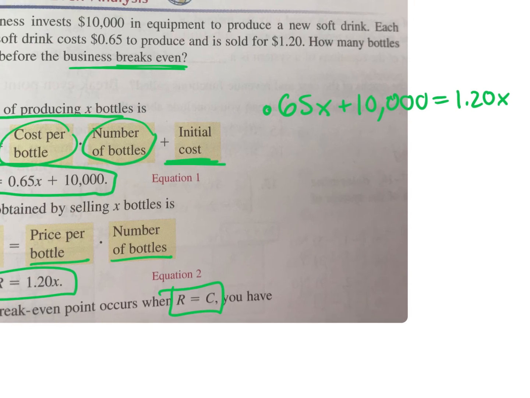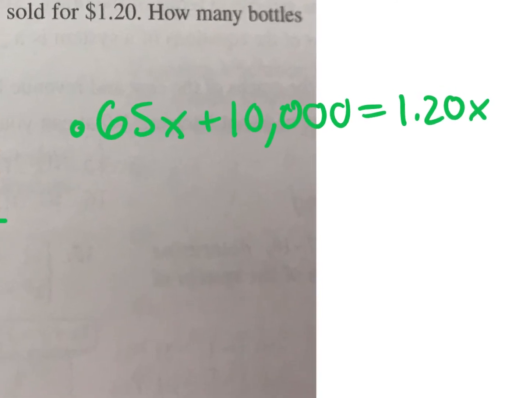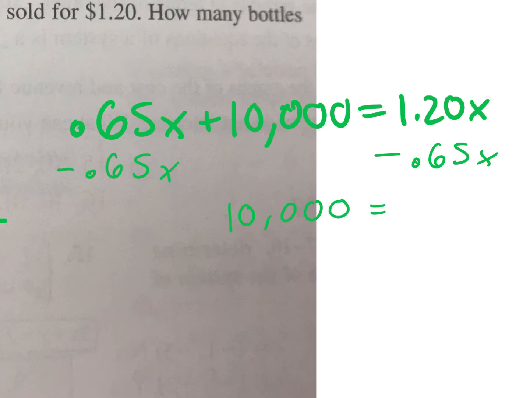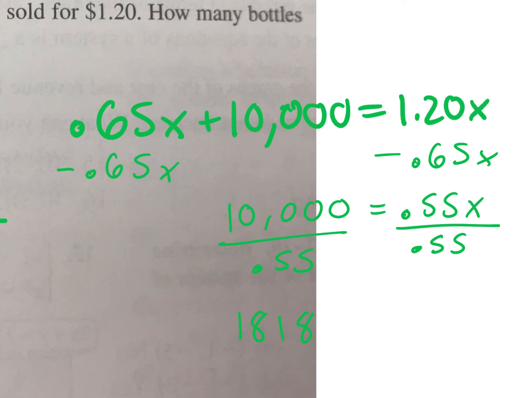So we're going to solve for x. Subtract 0.65x on both sides. So I get 10,000 is equal to 0.55x. Divide both sides by 0.55. So what's 10,000 divided by 0.55? 18,181.8, but we would round it to 2 because you can't sell 0.8 of a bottle. So we just round it. Oops, it's not dollars, it's bottles.